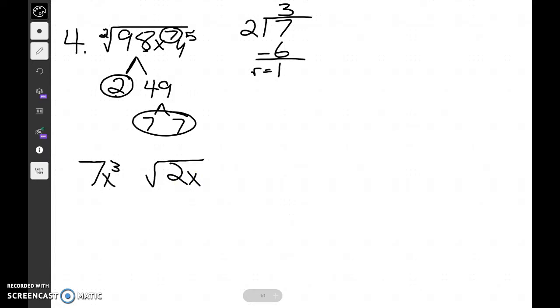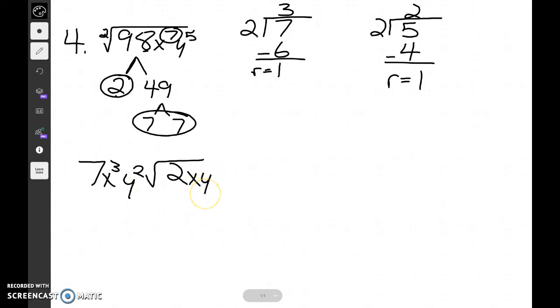For the y to the 5th, we're going to do the same thing. The index was 2, and the exponent was 5. So 2 would go into 5 how many times? 2. 2 times 2 is 4. So 5 minus 4 is going to give me a remainder of 1. So here I know that my y is going to be to the 2nd power on the outside, since 5 divided by 2 gives 2. And then since I have a remainder of 1, I'm going to have a y to the 1st power on the inside. So when I finish this out, that's going to be my answer.